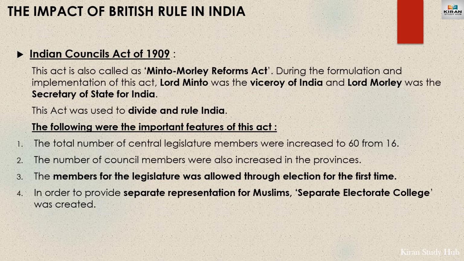Indian Council Act of 1909. This act is called the Minto-Morley Reforms Act because during the formation of this act, Lord Minto was the Viceroy of India and Lord Morley was the Secretary of State for India. Some of the important features of this act are: the total number of central legislature members was increased to 60 from 16. The number of council members was also increased in the provinces.